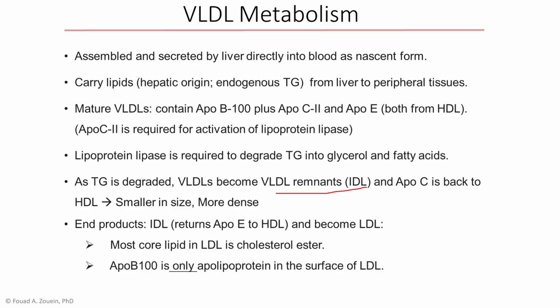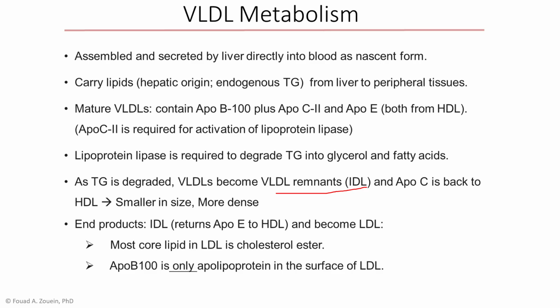Once ApoC is given back to HDL, it becomes smaller in size and more and more dense, because it's very rich in cholesterol and much less rich in triglyceride. When you lose a lot of triglyceride, losing a lot of lipids, and we know lipid makes things less dense, the remnant automatically becomes more dense. The end product, the IDL, when it returns the ApoE to HDL, becomes an LDL.